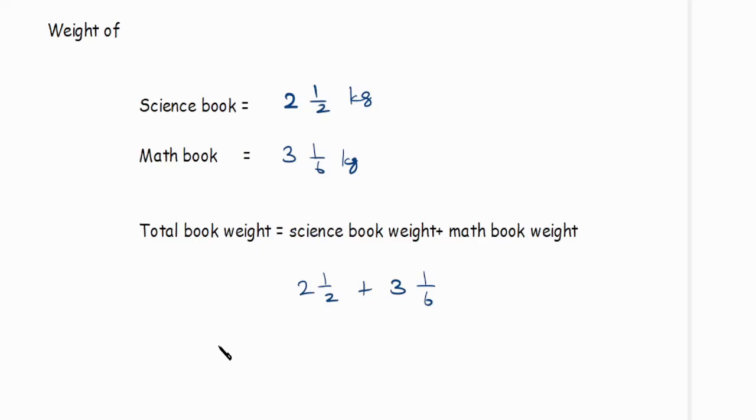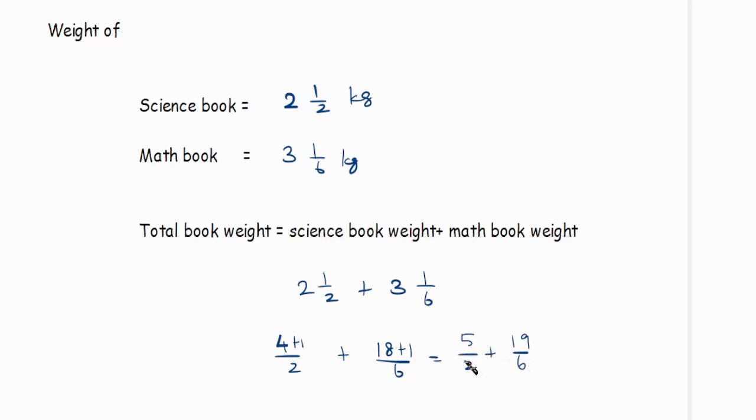Here one thing is you have to convert the mixed fraction to a fraction. How can you do it? 2 into 2 is 4, plus 1, by 2. And 3 into 6 is 18, plus 1 is 19, so 19 by 6. Now it becomes 5 by 2 plus 19 by 6.